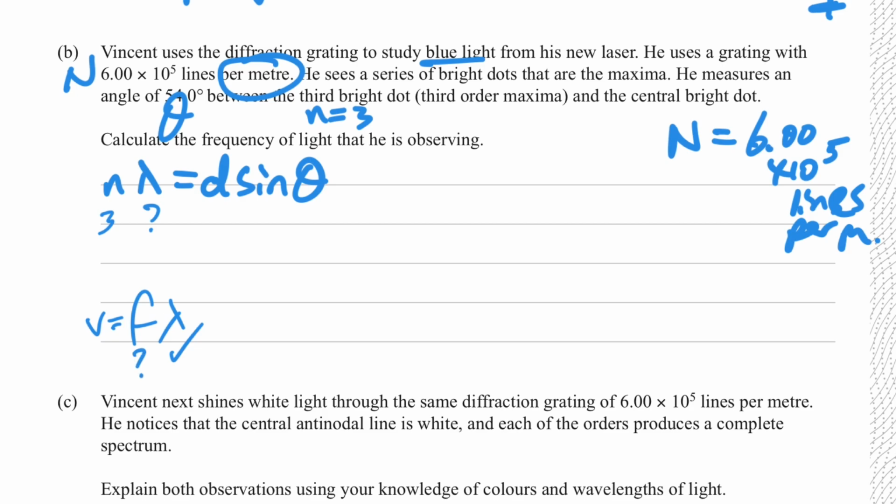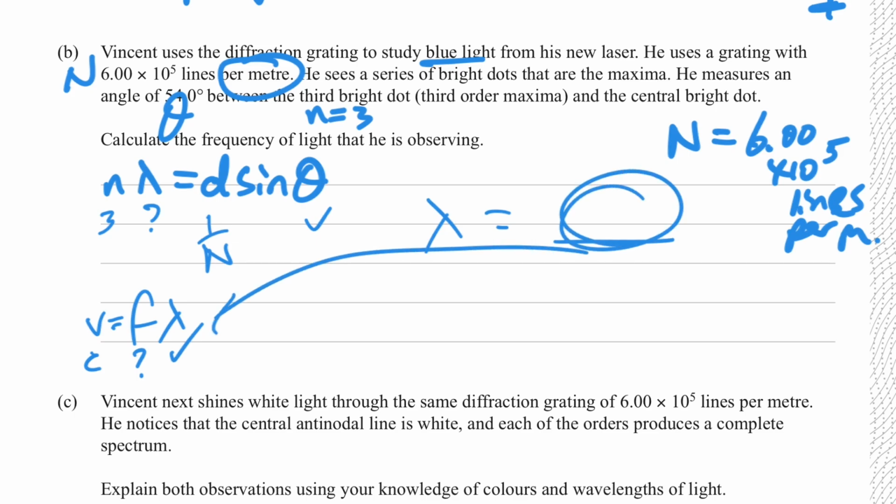We're trying to find the frequency, and the velocity is the speed of light, 3.00 times 10 to the 8 meters per second. D is going to be 1 over n that we were given, and theta we were given with the 54 degrees. So we basically rearrange that for lambda and then plug that lambda value into this over here. And that should give us a frequency.